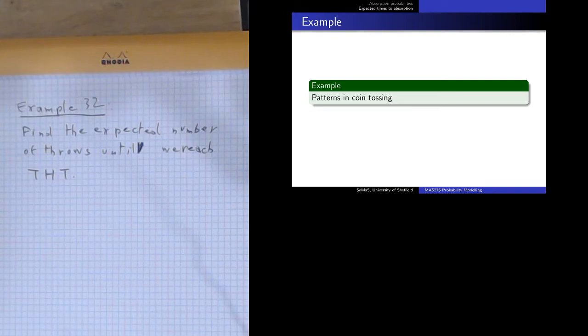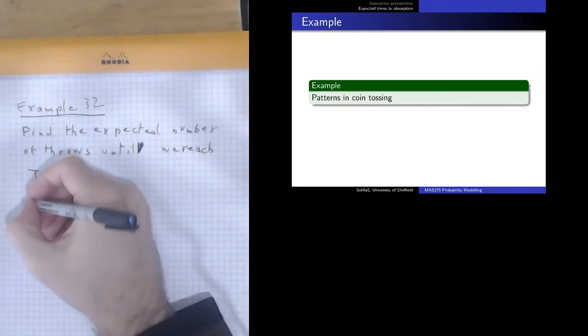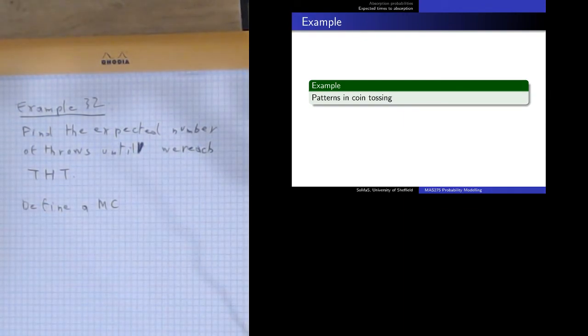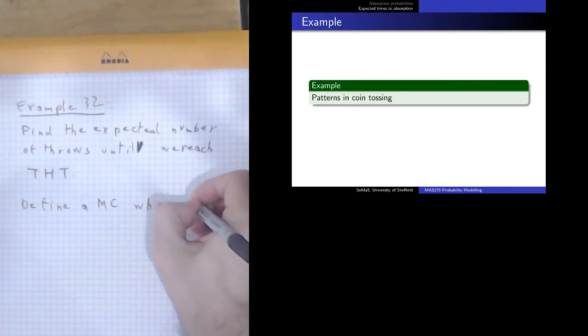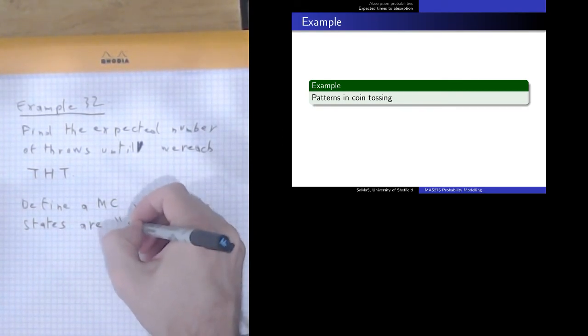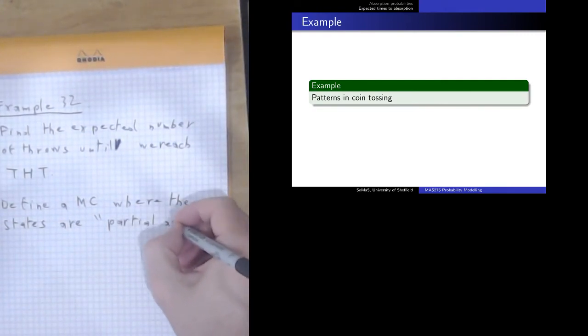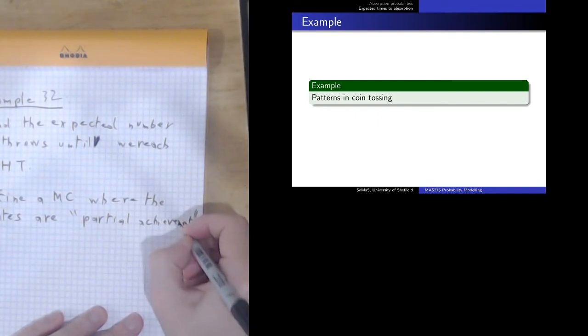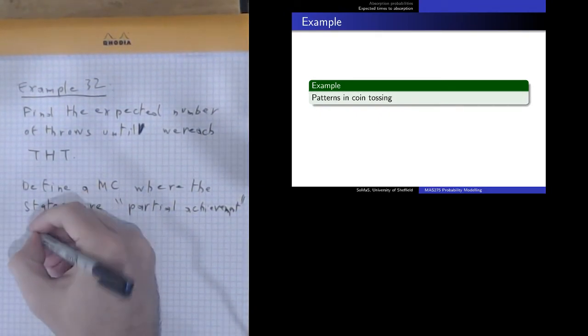So this is something we've solved before with renewal processes. But we can actually do this with this Markov chain expected time method. So how do we do this? So first off, we need a good Markov chain. So this is where you may need a bit of imagination, but define a Markov chain, I'm going to write MC for Markov chain, where the states are what we're going to call partial achievement. Partial achievement of this THT.